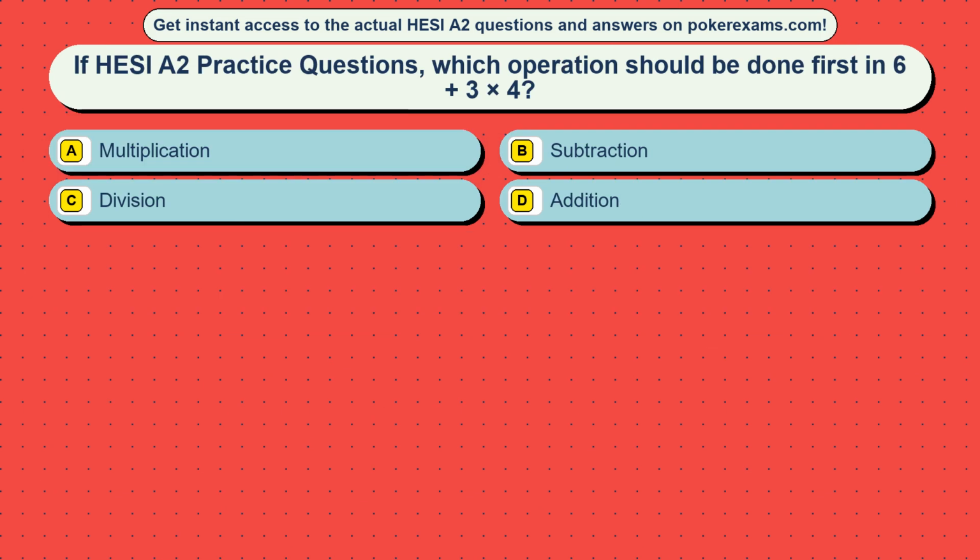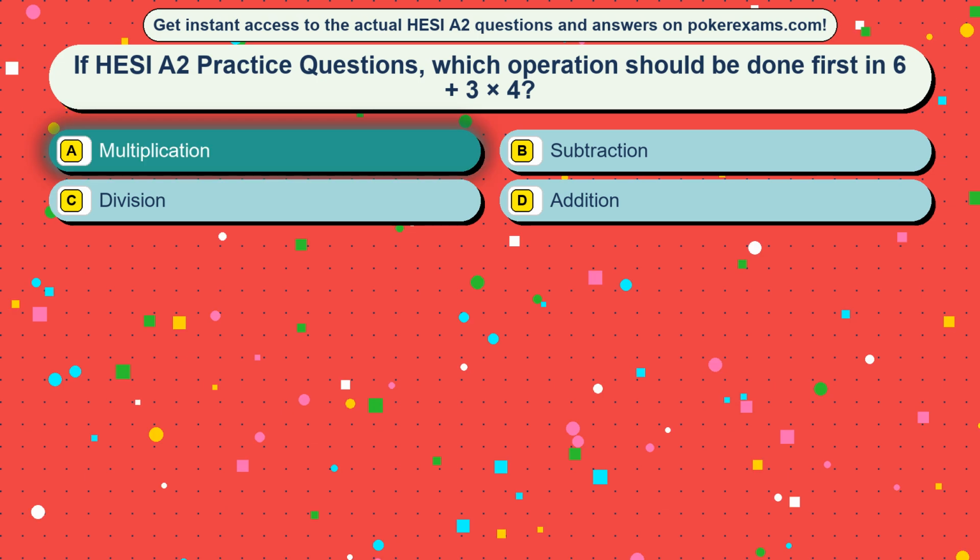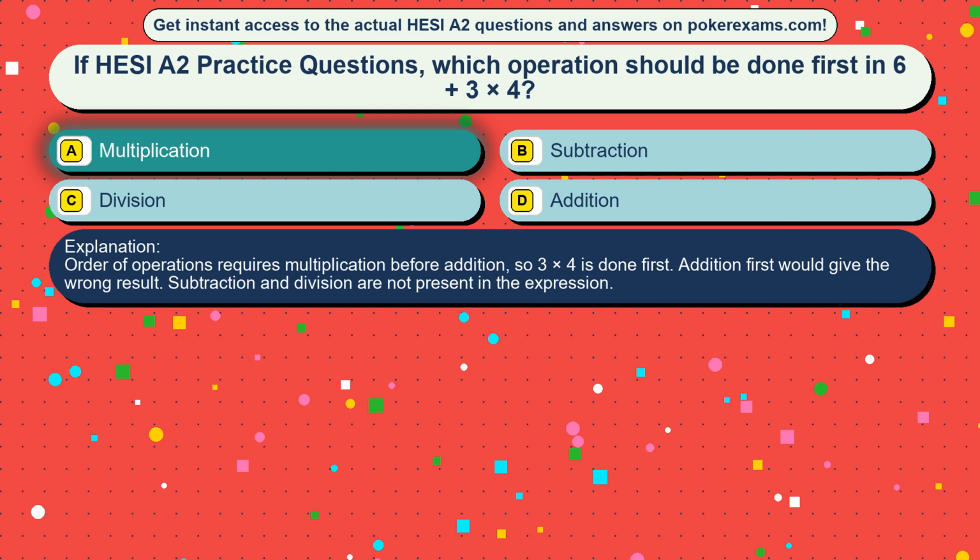Question 50. In HESI A2 practice questions, which operation should be done first in 6 plus 3 times 4? Option A, multiplication. Option B, subtraction. Option C, division. Option D, addition. The correct answer is option A, multiplication. Order of operations requires multiplication before addition, so 3 times 4 is done first. Addition first would give the wrong result. Subtraction and division are not present in the expression.